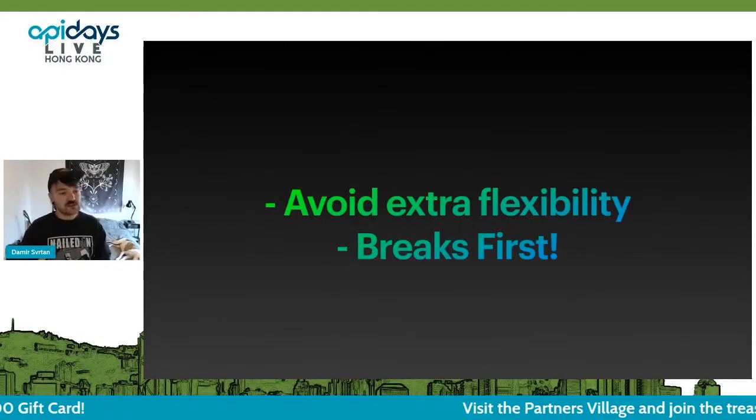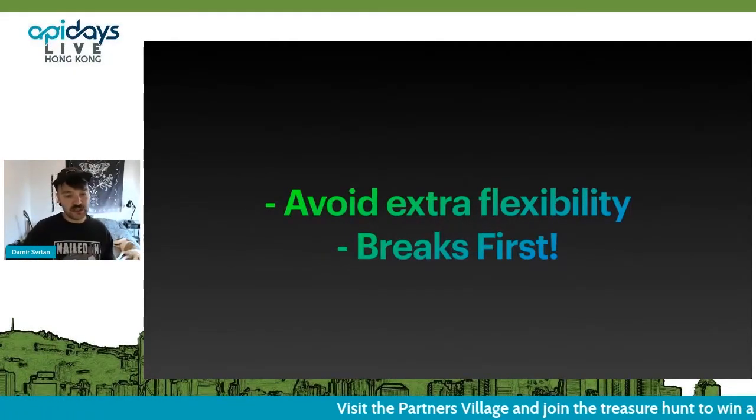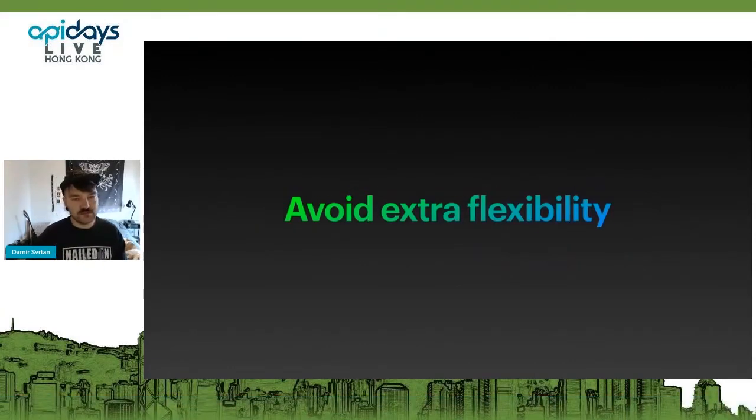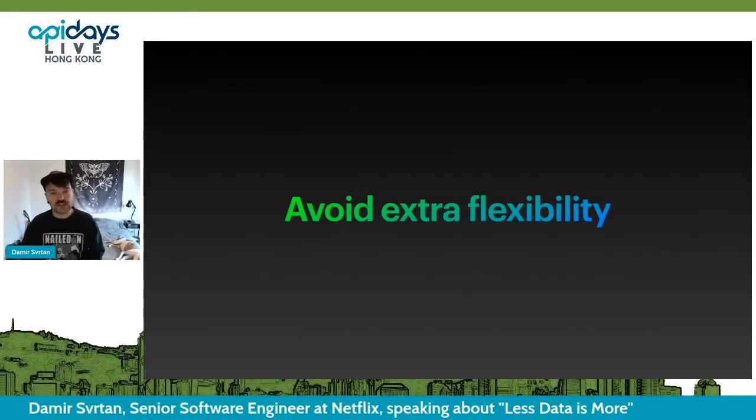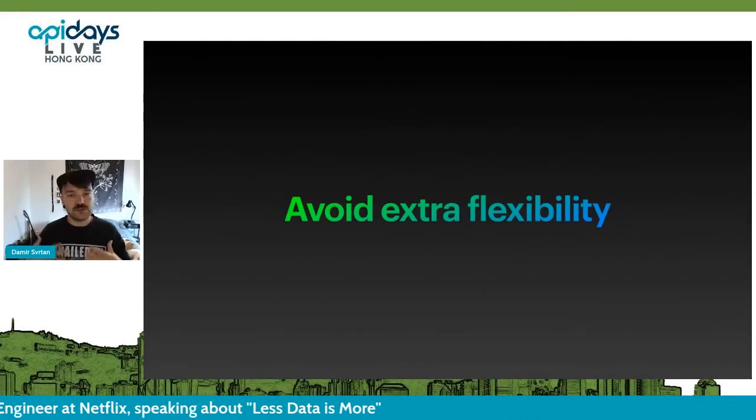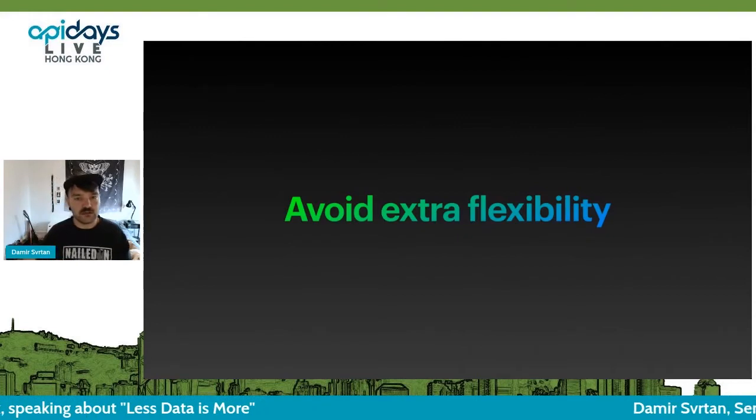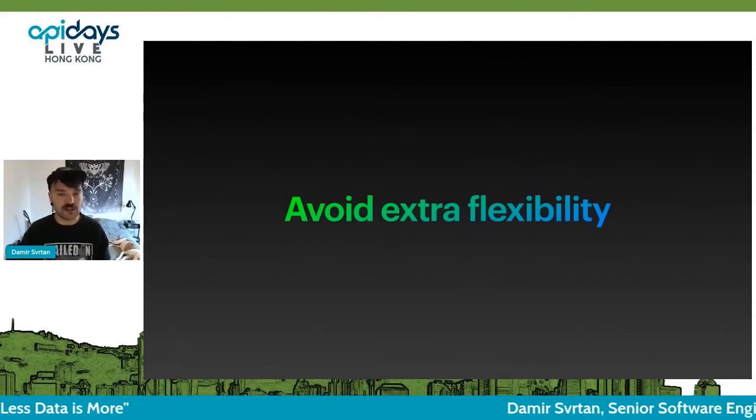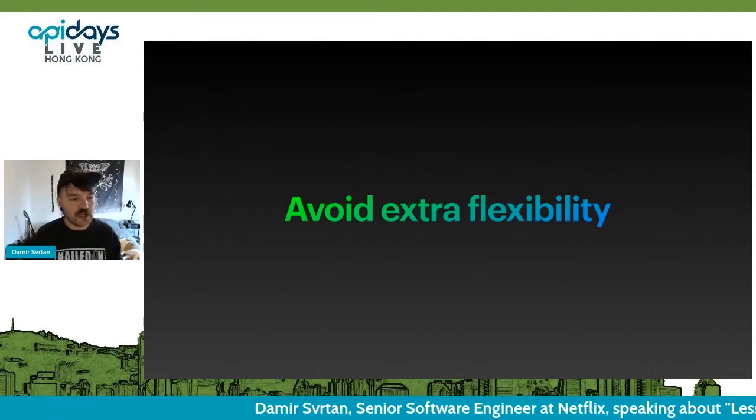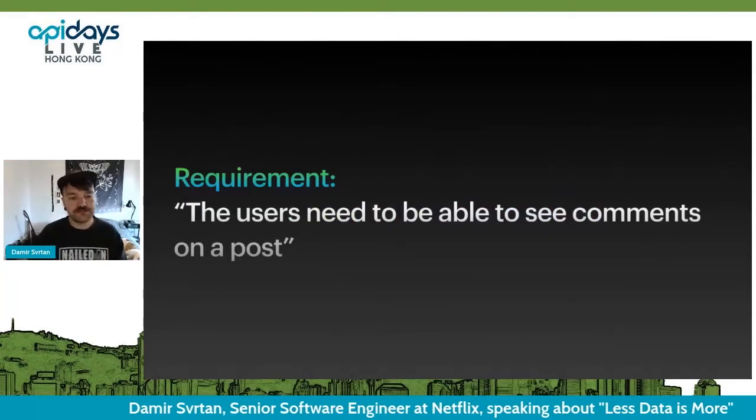There's like two parts of this principle that I want to talk about. First one being avoiding extra flexibility, and the second one, breaks first. Now, avoiding extra flexibility: when you're building your API, what you want to do is be ready for extra flexibility in the future, but not extremely flexible now. You need to scope out what is needed for your clients and build that minimal product.